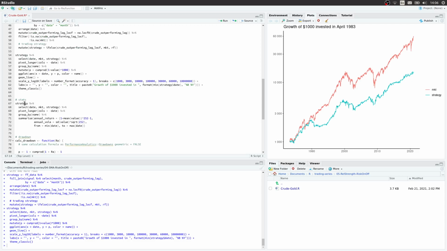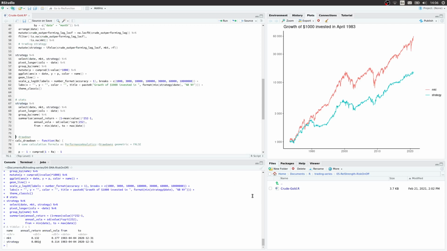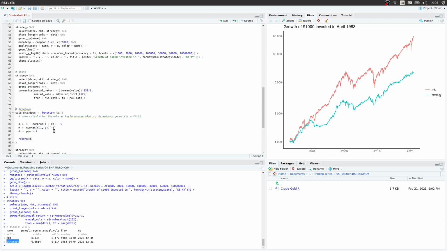And we're looking at this also from the stats. You see that the market since 1983 returned 13% annually, while the strategy returned 8%. However, the market got you an annual volatility of close to 18%, while it was only 11.4% for the relative strength strategy.